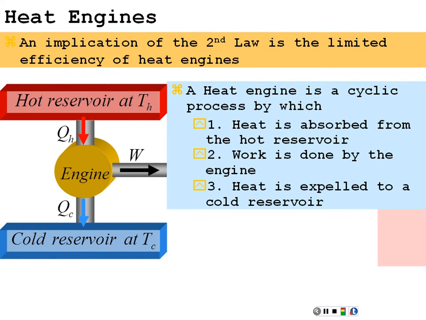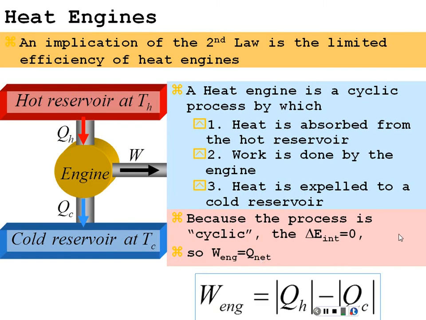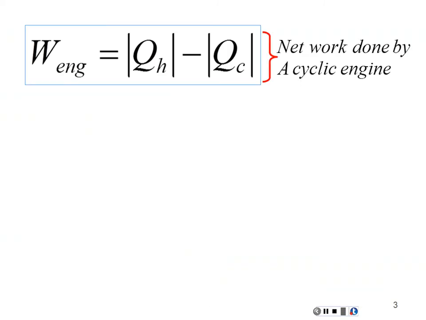It's going to be a cyclic engine, so our change in internal energy will be equal to 0. So whatever work is performed by this engine will have to be equal to the net heat exchange. So whatever we take in minus whatever we put out, that extra heat difference is going to be equal to whatever work we can do by the engine. So the work by the engine is equal to our net heat exchange, and the work of the engine then will be equal to whatever we take in from the hot reservoir minus whatever we lose to the cold reservoir. That is the net work done by a cyclic engine.